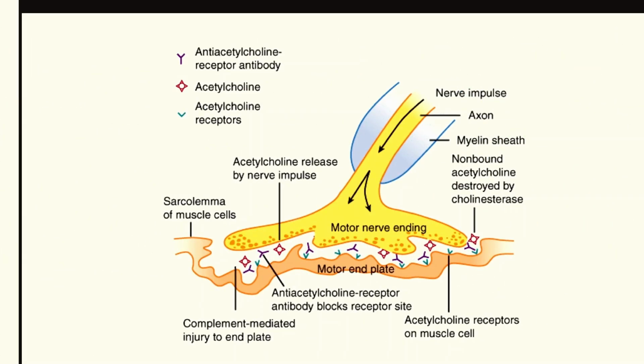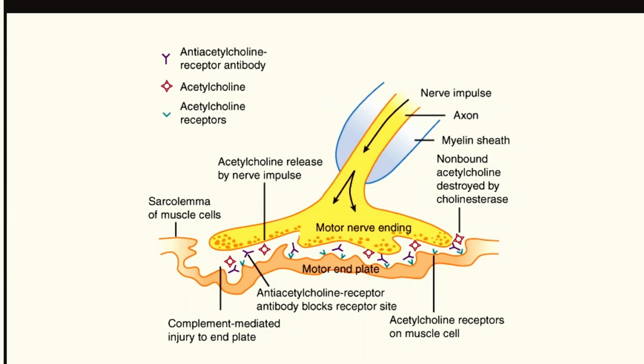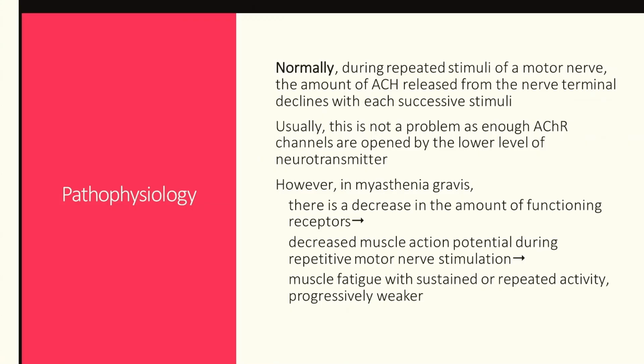And again, same thing we talked about, just another way of drawing it. Now, in a normal situation, with repeated stimuli of the motor nerve, the amount of acetylcholine released from the nerve terminal declines with each stimulus. Usually it's not a problem as we have enough receptors in the area to accommodate the lingering acetylcholine to have an effect. However, with myasthenia gravis, there's a decrease in the number of functioning receptors.